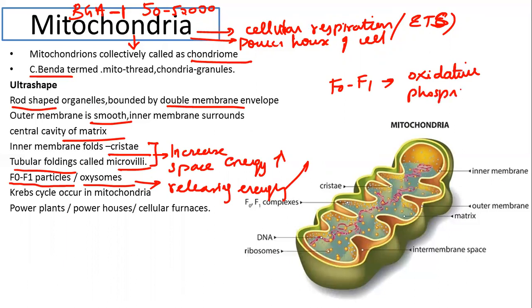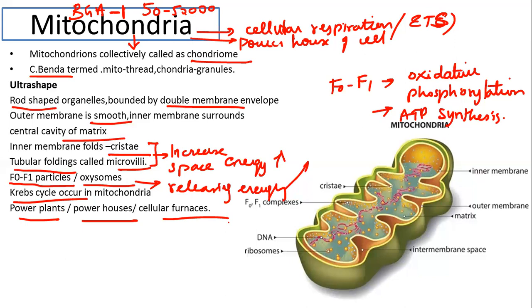What is oxidative phosphorylation? Oxidative phosphorylation is the process of ATP synthesis. Inside the mitochondria, the Krebs cycle will take place, and they are called the power plant, powerhouse, and cellular furnaces. Oxidative phosphorylation takes place in this.